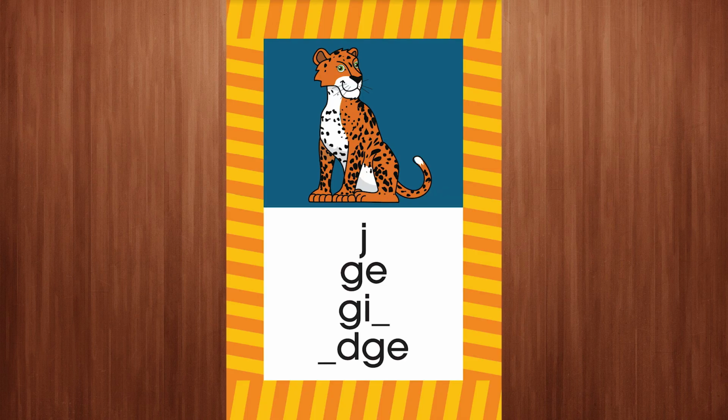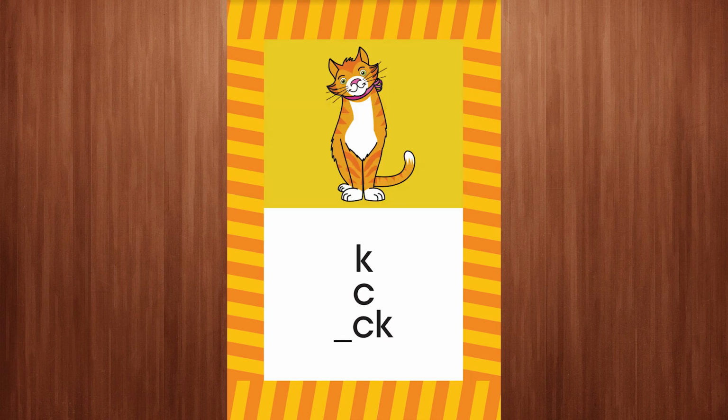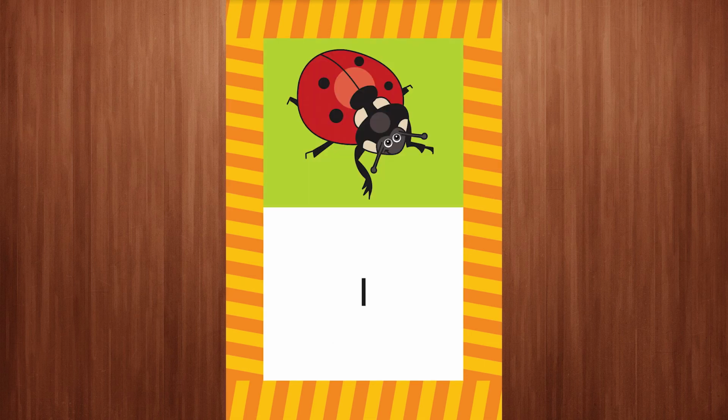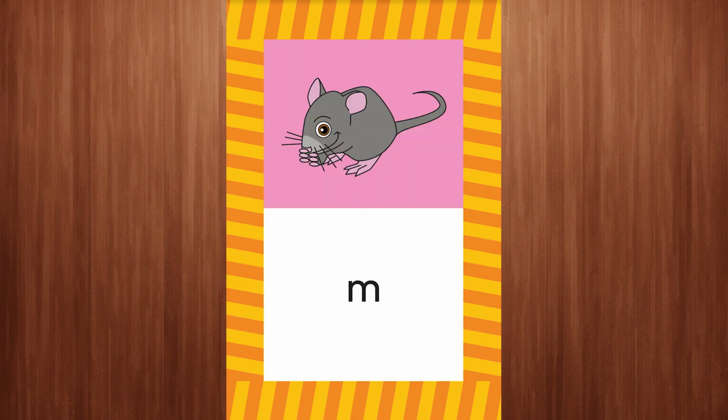Here's that jaguar again. Jaguar, J, GE, GI, always at the beginning. Blank DGE, always at the end. Kitty, K, C, blank CK, always at the end. Ladybug, L. Mouse, M.